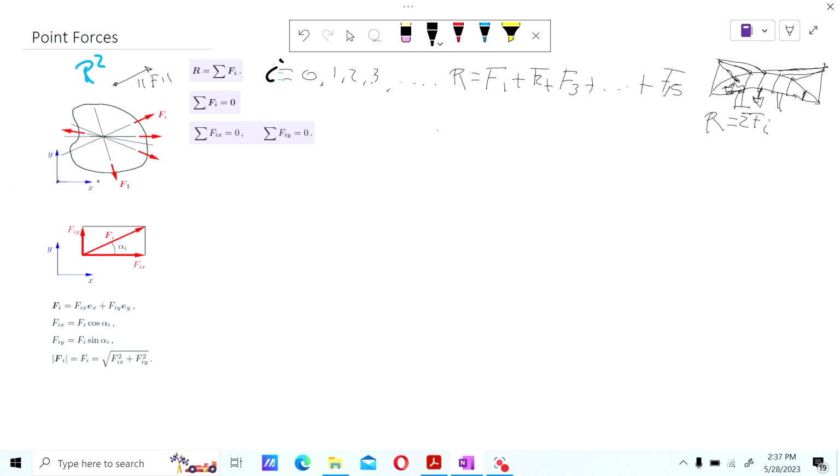All right, so in order to define the forces in x and y, we have to do a bunch of computations. They're pretty simple though. So a vector is defined with respect to x and y using sine and cosine.